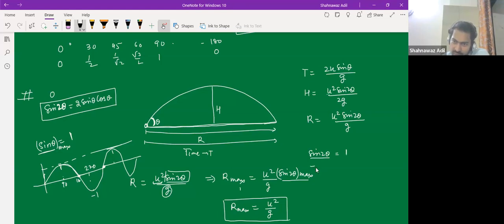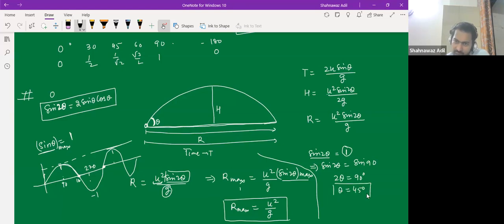Okay, so sine 2 theta is 1. So at what angle is sine 1? 90 degrees, yes, correct. So sine 90, right? So sine cancels and 2 theta is 90. So theta is 45 degrees, right?